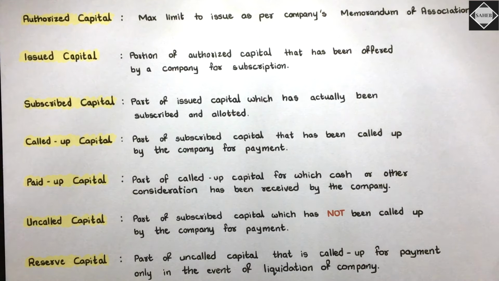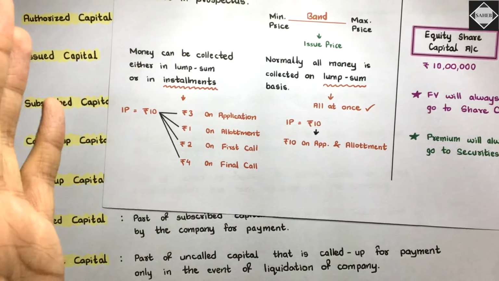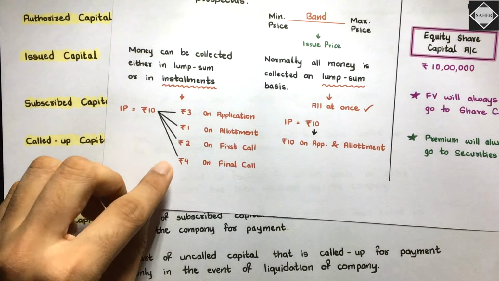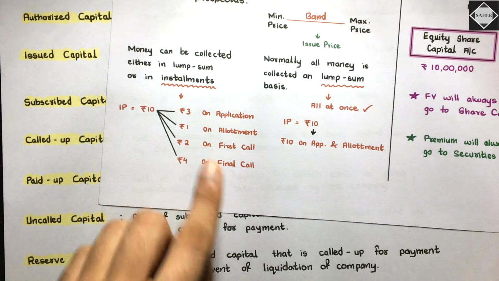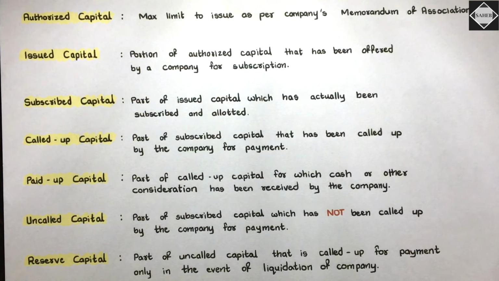Uncalled capital means part of the subscribed capital which has not been called up by the company for payment. So how much is not called up in our example? As I told you, the first call and final call has not been called up. We have not called our shareholders and said pay us the money. No. So how much is uncalled capital? 4 plus 2, 6. 6 into the number of shares, right? So that's uncalled capital. Is that clear?